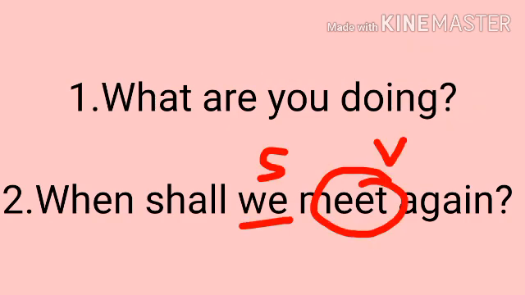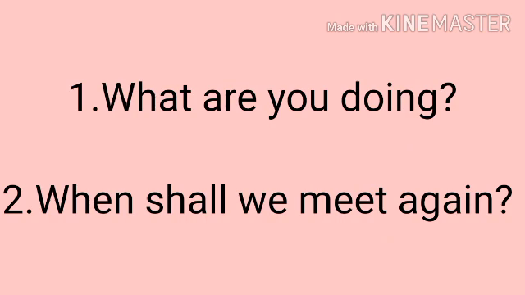Now let's check the second question. When shall we meet again? Which is a verb here? Meet. And which is the subject here? What is coming before meet? We. So we becomes the subject here. Understood? I hope you are clear with the pattern of identifying the subject in the interrogative statement.